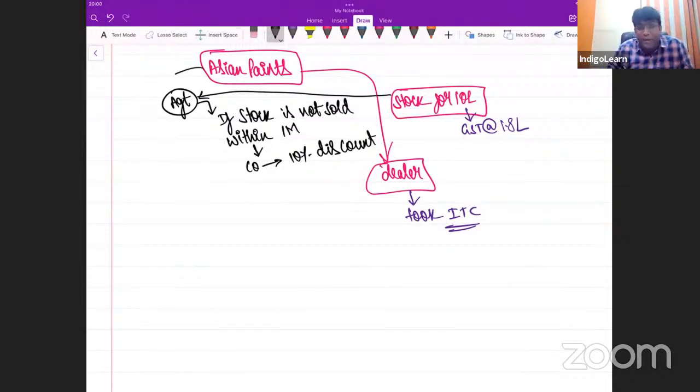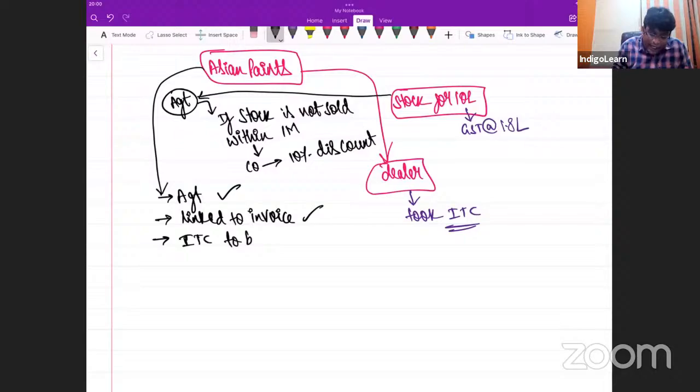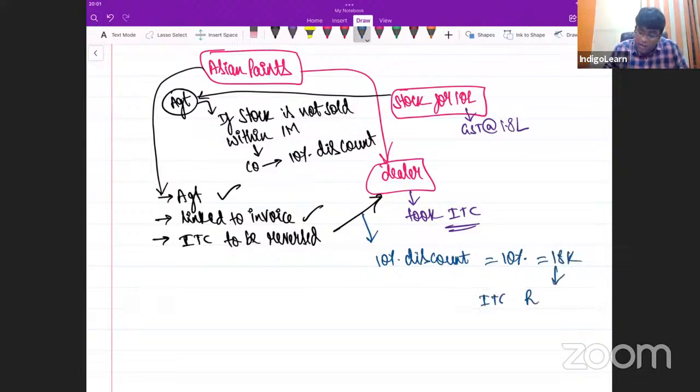Asian Paints, from their point of view, what is condition number one? Agreement should be there. Is it there? Yes. Condition number two, discount should be linked to invoice. Is it linked to invoice? Answer is yes. Condition number three, proportionate ITC to be reversed. Who should reverse? The dealer should reverse. What is that ITC? He got a 10% discount, no? That means 10% of 1.8 lakhs, which is nothing but 18,000. This ITC should be reversed.